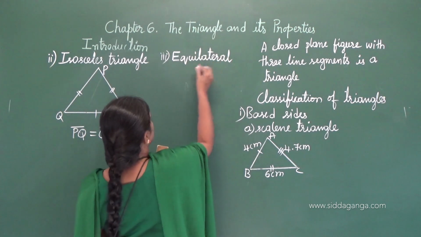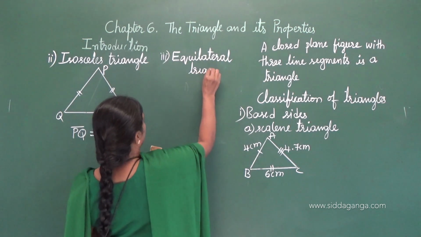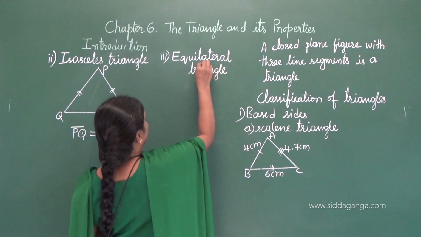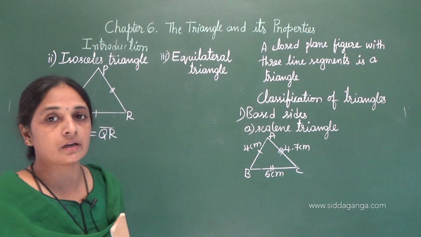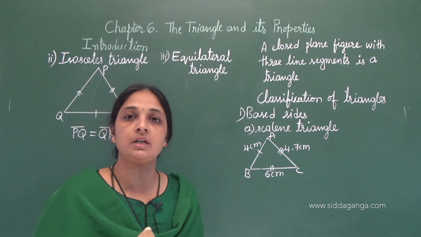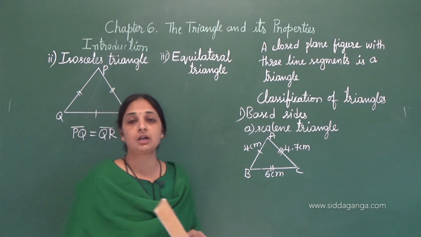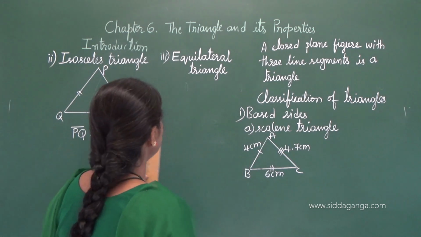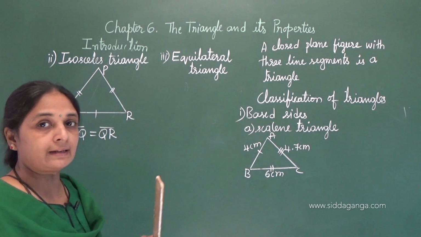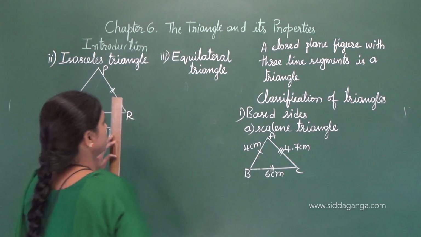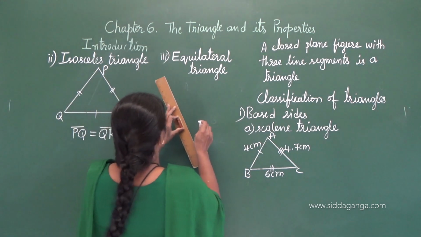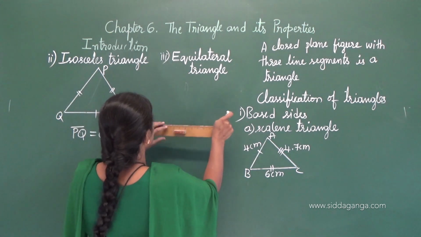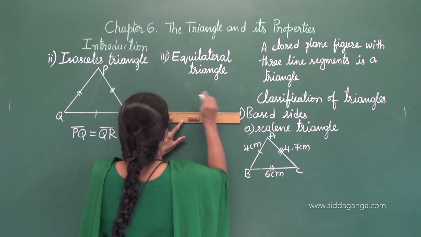Equilateral triangle. What is equilateral triangle? Here in this triangle, a triangle in which all the three sides of that triangle are equal, then it is said to be an equilateral triangle. Equi means equal, lateral means sides of that triangle. So here we should take all the three sides as equal.